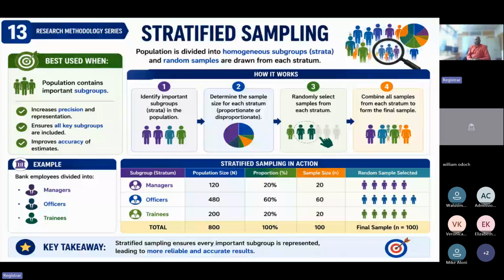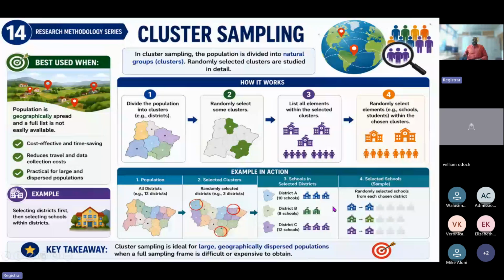The goodness of stratified random sampling is that you can get equal representation of each subgroup. And when we have more representation, it is more reliable and it will lead to more accurate results. Hope this will help you to understand more about which is the best sampling technique for you. The next one is called cluster sampling.